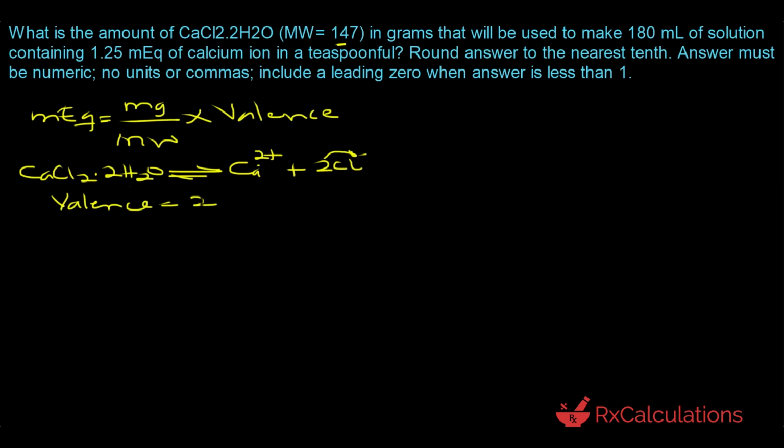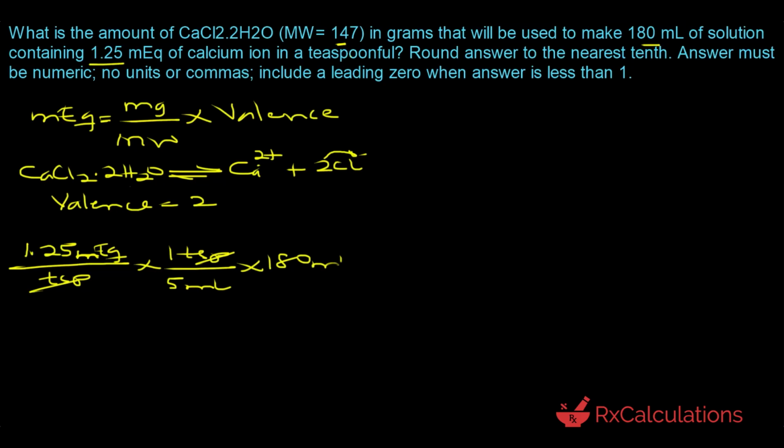Now we also need to find the total milliequivalents that is present. And the way you do that is to take the 1.25 milliequivalents per teaspoonful. So 1.25 MEQ divided by 1 teaspoonful, and 1 teaspoonful is 5 milliliters. So that's a quick conversion. And our volume is 180 milliliters. And so the total milliequivalent is going to be 45. So you have 45 milliequivalents.